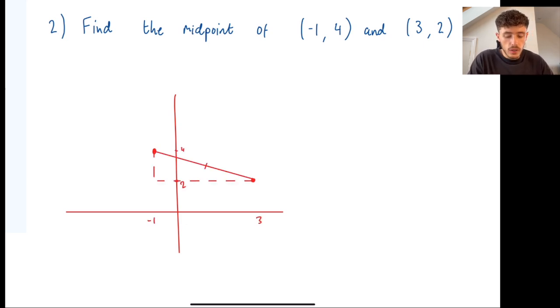The middle of -1 and 3 is at 1, and the middle of 4 and 2 is 3. So again, the coordinate for the midpoint is going to be 1, 3. Fairly straightforward. Again, let me know down below if you have any questions.